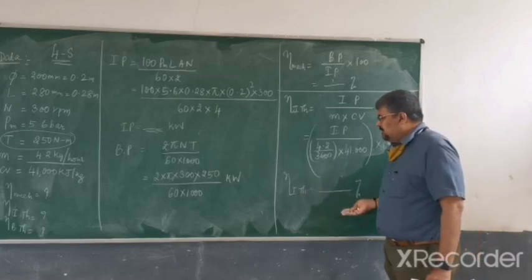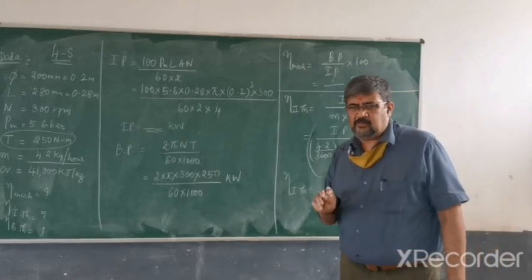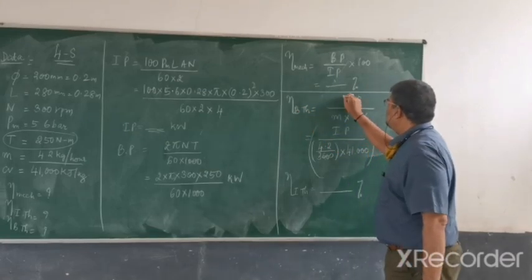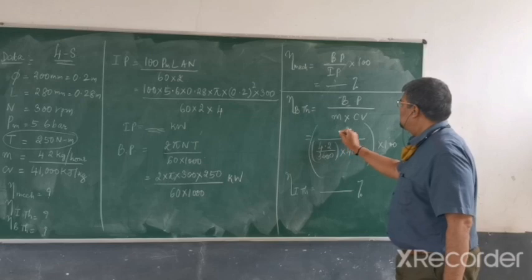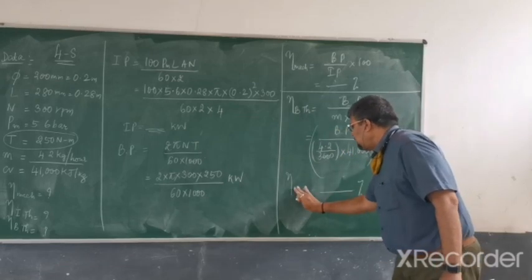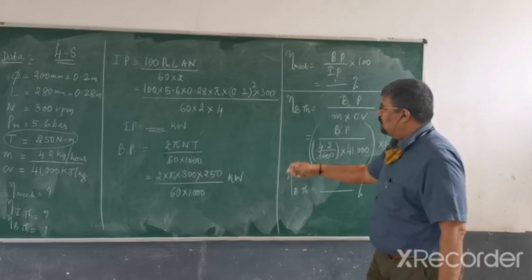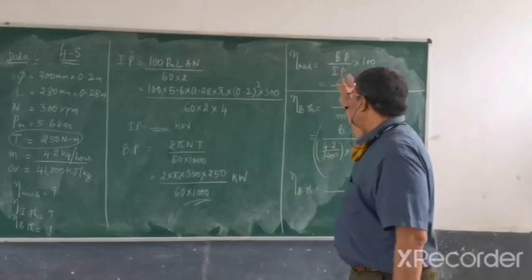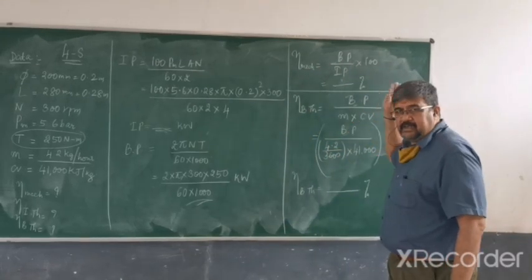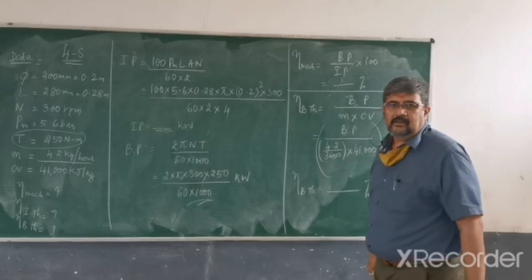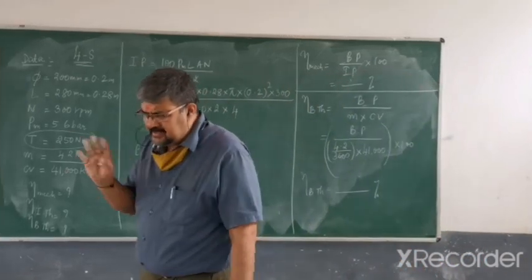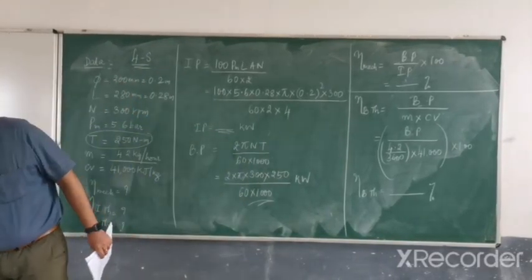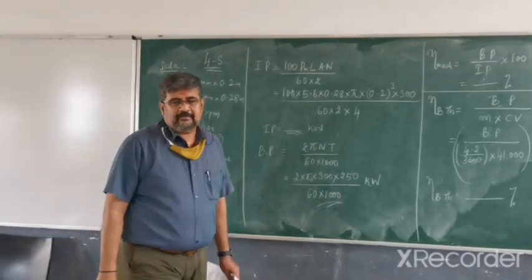Once you find out the indicated thermal efficiency, there is a small modification in the formula. For brake thermal efficiency, you will write this as brake power divided by m into c. This brake power you have already found out here. Using this equation, you have found out the brake power in kilowatt. So you can easily get the mechanical efficiency, the indicated thermal efficiency, and finally the brake thermal efficiency. So this again is a very simple problem, a matter of substitution. You only need to understand how to substitute and get the values correct.